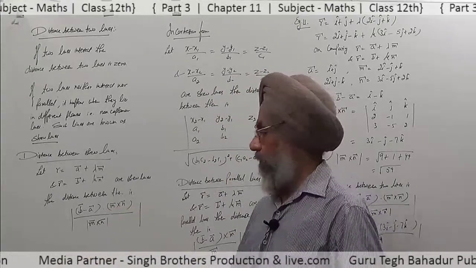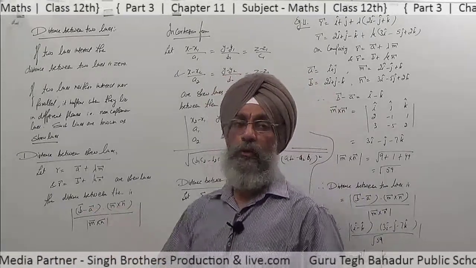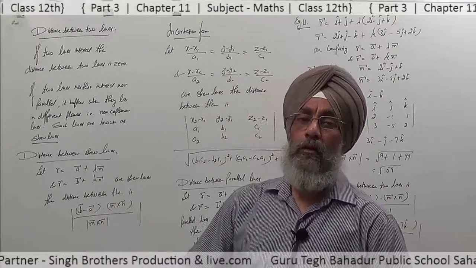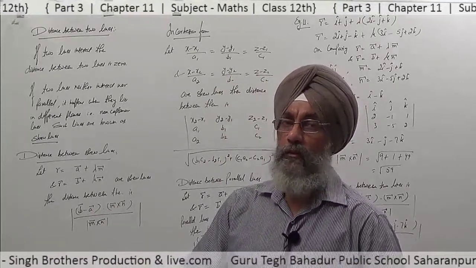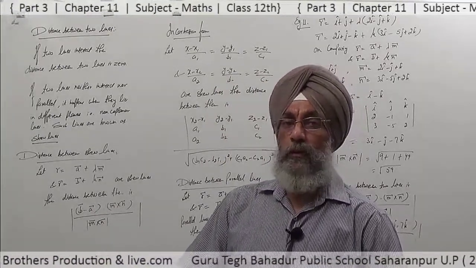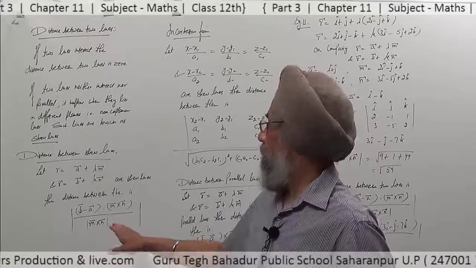b minus a is the difference of the points, and m cross n is the cross product of the vectors parallel to the given lines, upon the magnitude of that cross product of m and n.